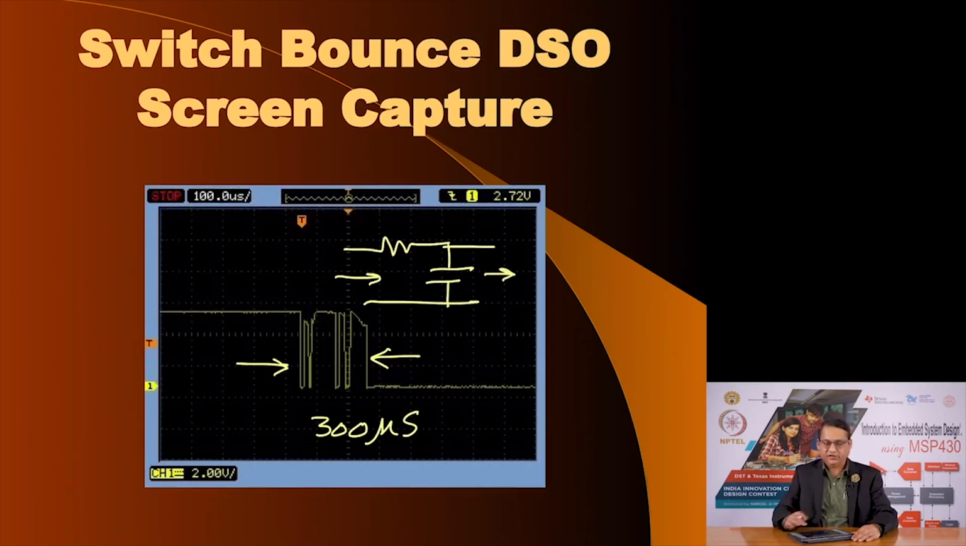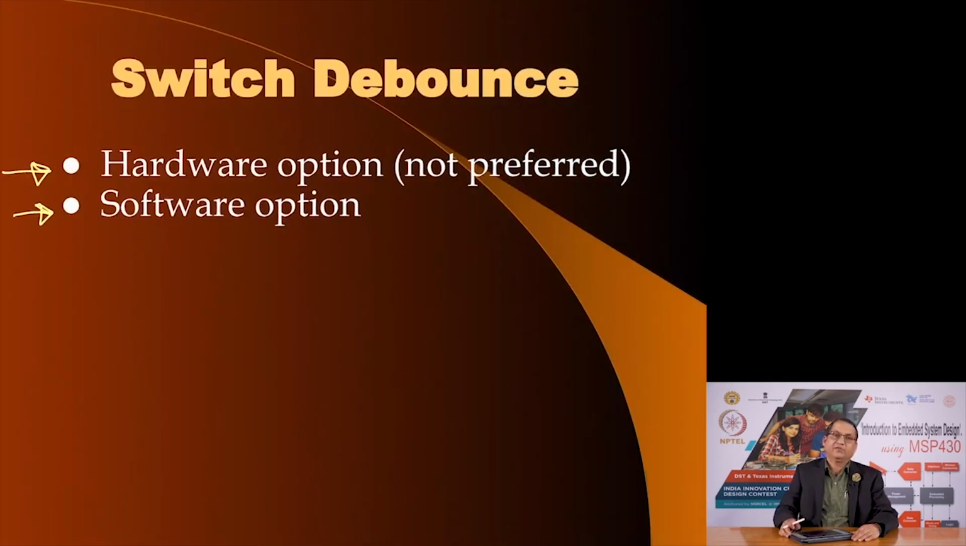This filter configuration will remove this noise, but the objective in embedded system design is to minimize external components. You would not like to engage more components, because that will take up PCB space, and external components will increase the cost. So, are there other methods of debouncing the switch? Yes, there is a method called software debounce.